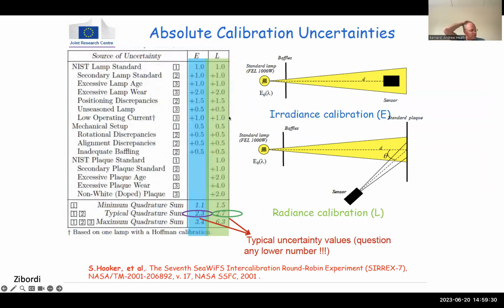All right, I'm just going to summarize what I talked about before. There have been a host of different studies, round robins, sending radiometers from calibration lab to calibration lab. There was just another series done by the European Space Agency with a whole bunch of radiometric ocean color sensors. Typically, even the best in class, like I said, you'll still end up with 2% uncertainty in your calibration process. It's very difficult to do.